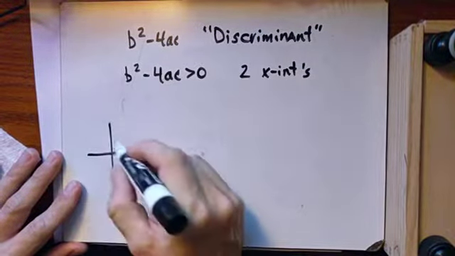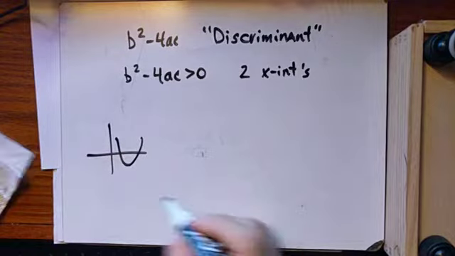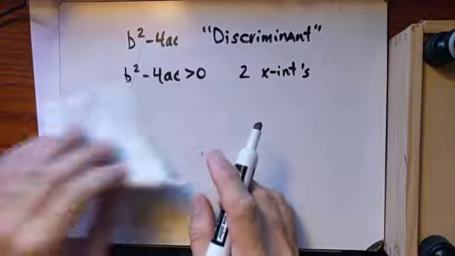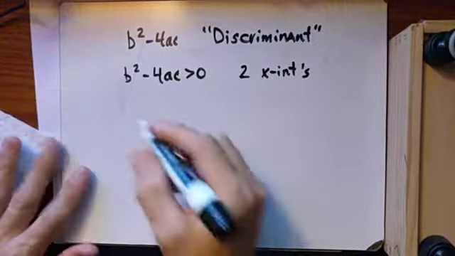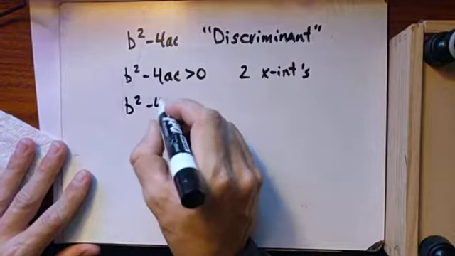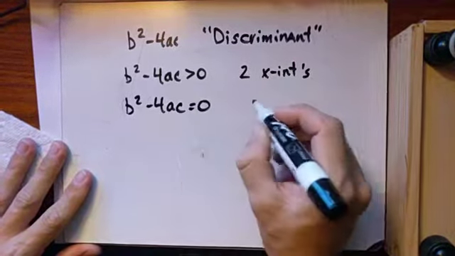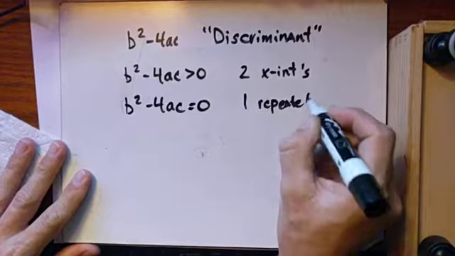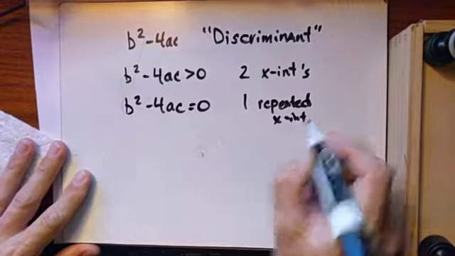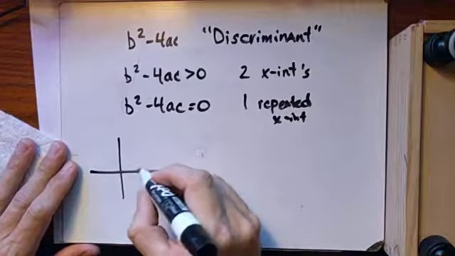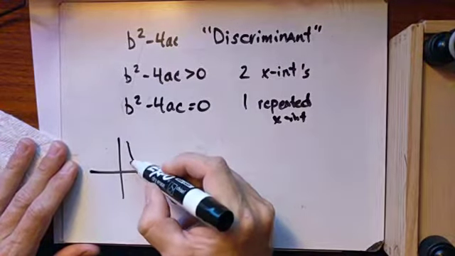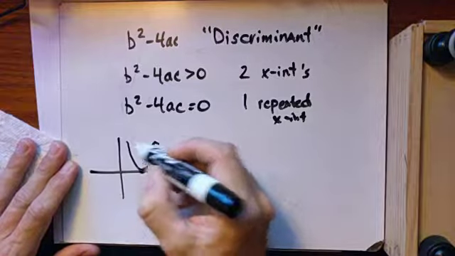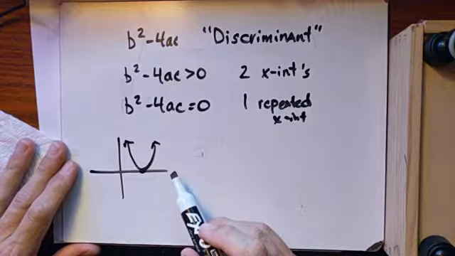So what happens is something like this happens, right? Or maybe something like that. But it goes through it twice. If the discriminant is equal to 0, you get 1 repeated x-intercept. And so what happens there is the vertex is on the x-axis. And so it's repeated twice in the list of roots, in the list of zeros.